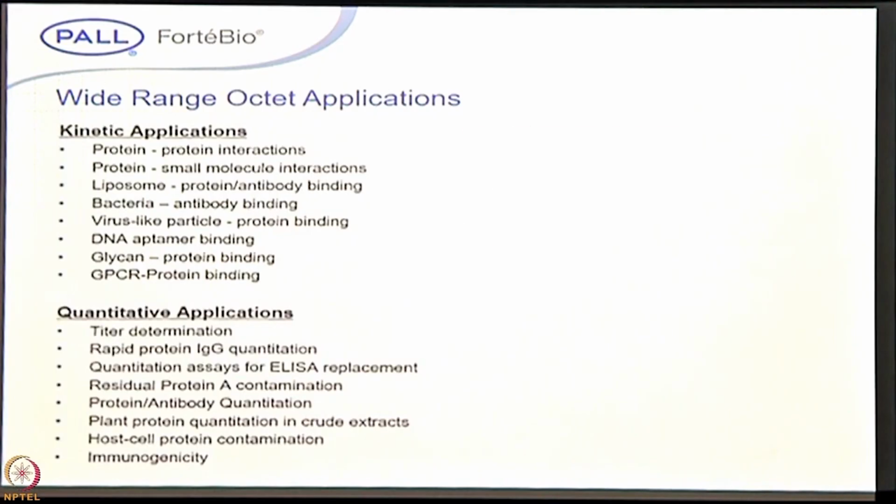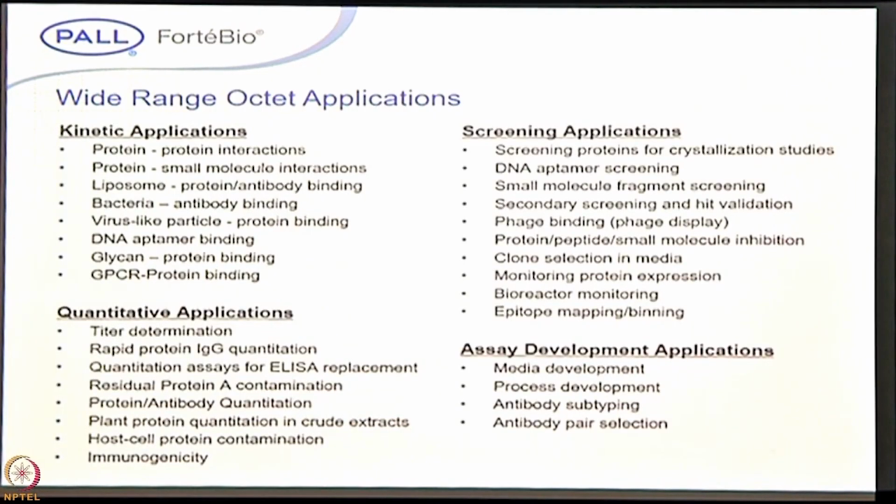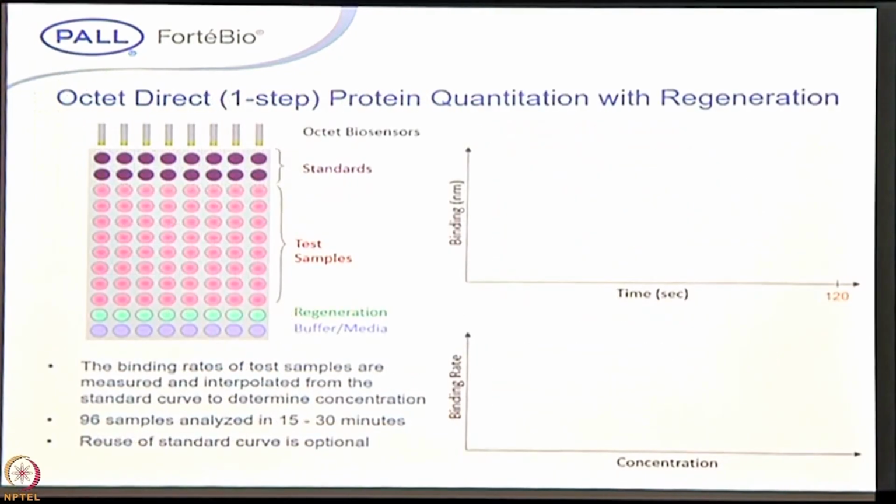So these are the different applications we have, segregated into kinetic applications, quantitative applications, screenings, and assay development. In terms of publications, we have crossed more than 1,500 in the past 10 years, all published in different impact factor journals. So how exactly does it work?